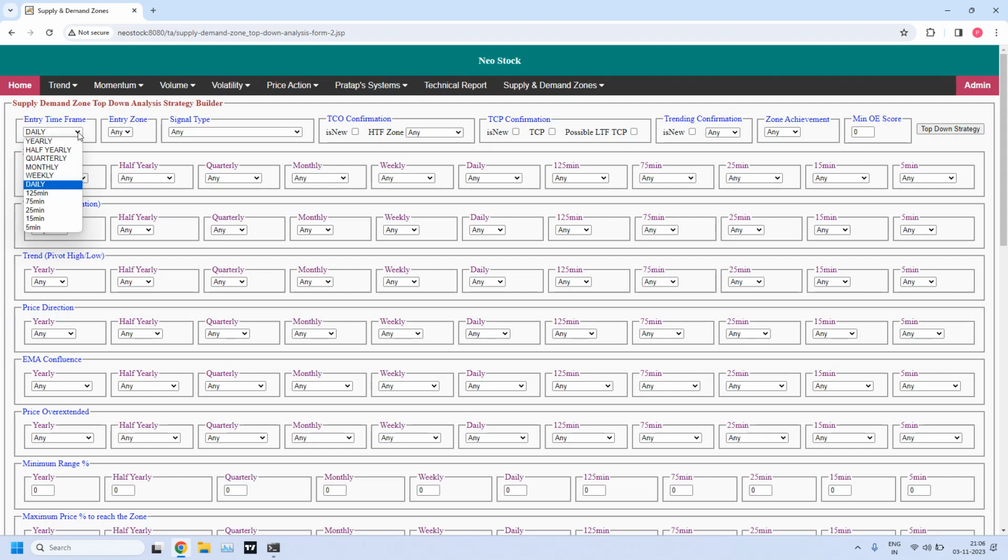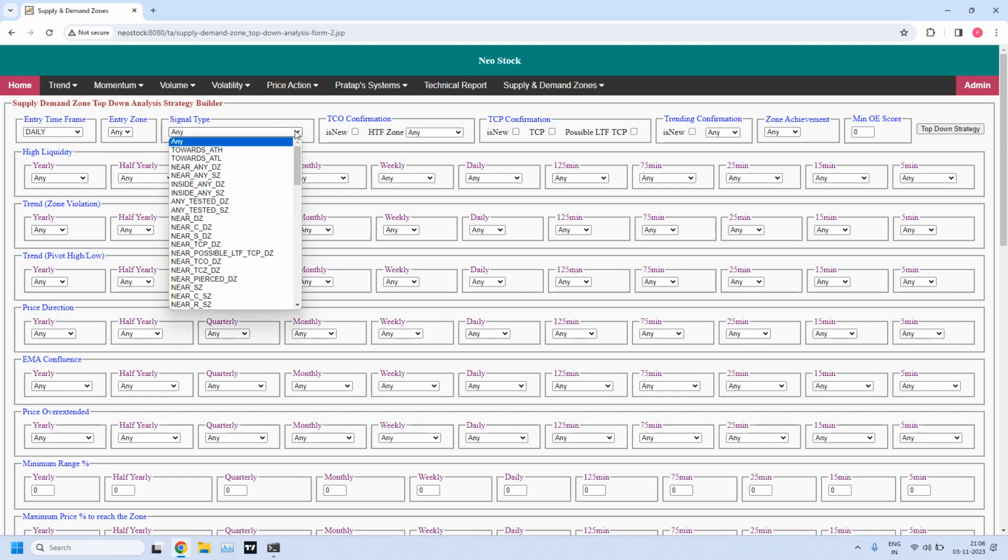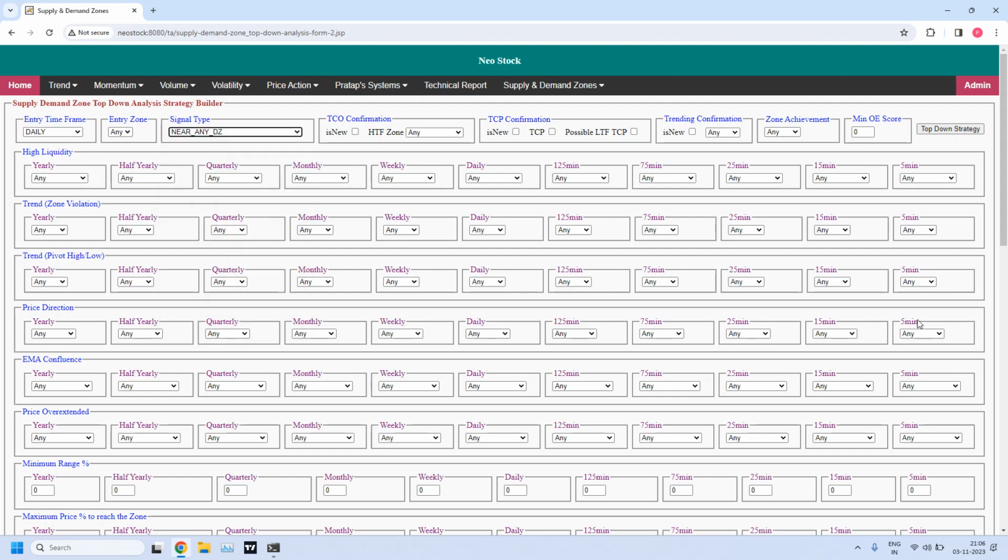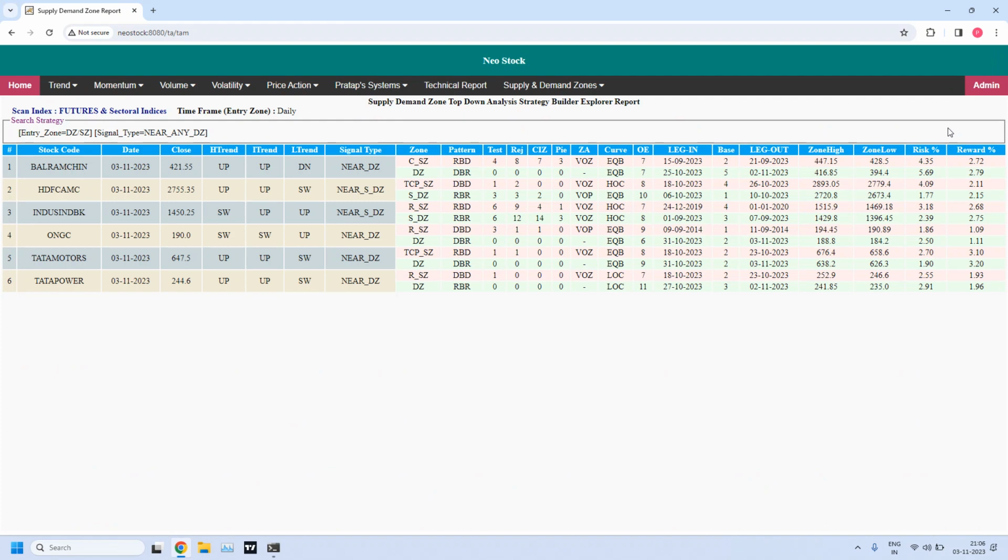So entry time frame is daily. Let us find the stocks near to the daily demand zone. So these 6 stocks are near to the daily demand zone. Do we have any high liquidity demand zones? HDFCAMC again. IndusInd Bank. But we don't look into this because it is already pierced 3 times. That's it.